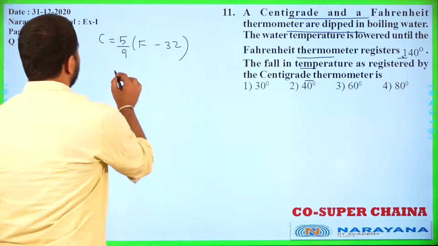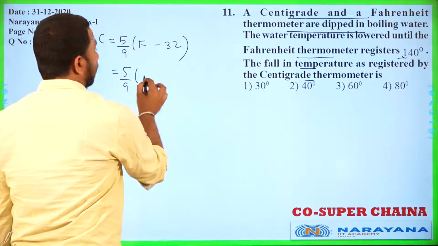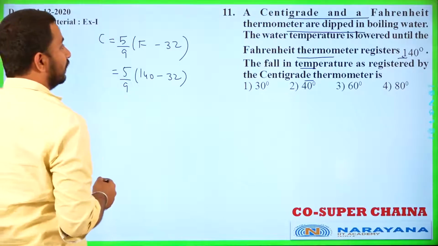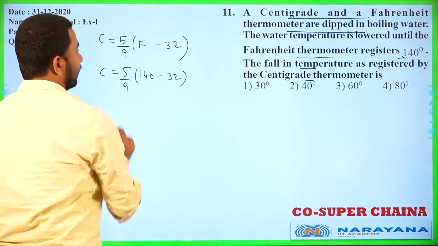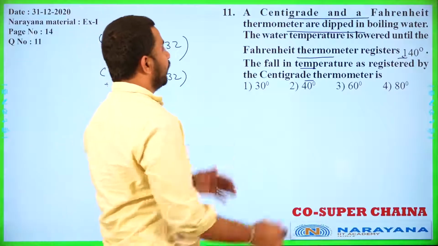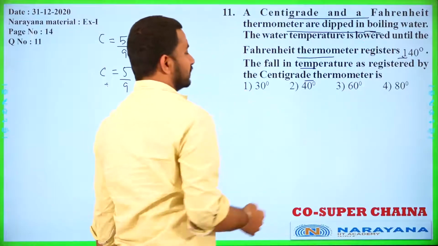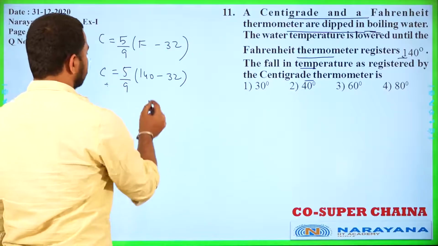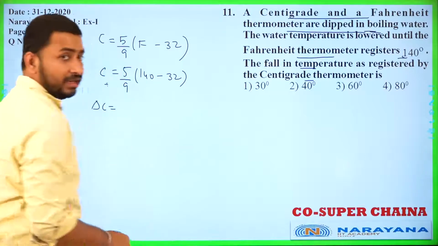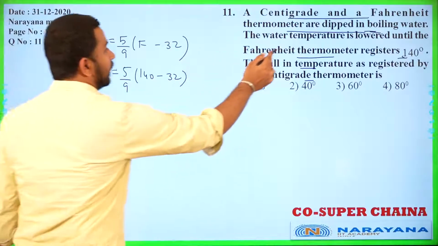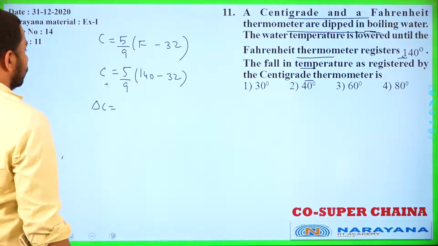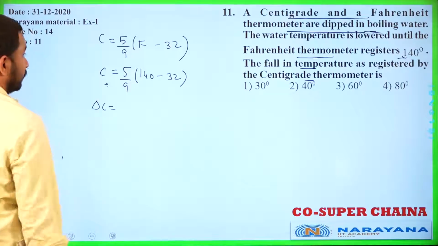So Fahrenheit registered 140 degree, 5 by 9 into 140 minus 32. Plug the values here. Now when you simplify here, you will get the value of C, and you have to calculate from where the boiling point of the water, from here how much is the change. So delta C you have to calculate. So simplify for C here, then delta C, from this value how much will be the change. So from there you can calculate, right? So that will be the answer of this question. Let's move to the next question.